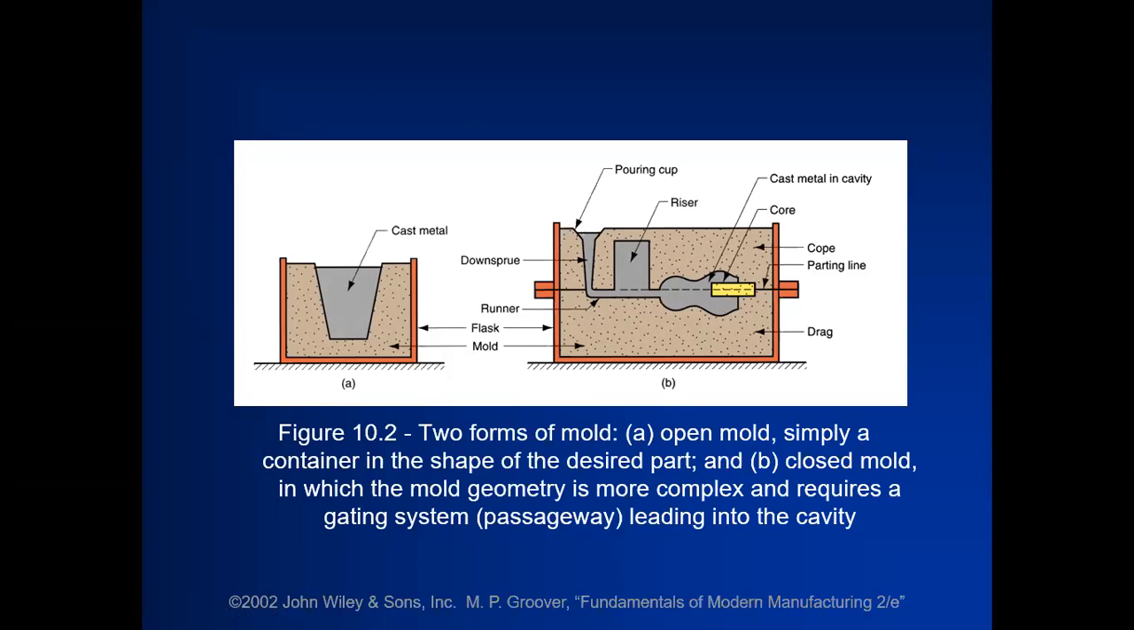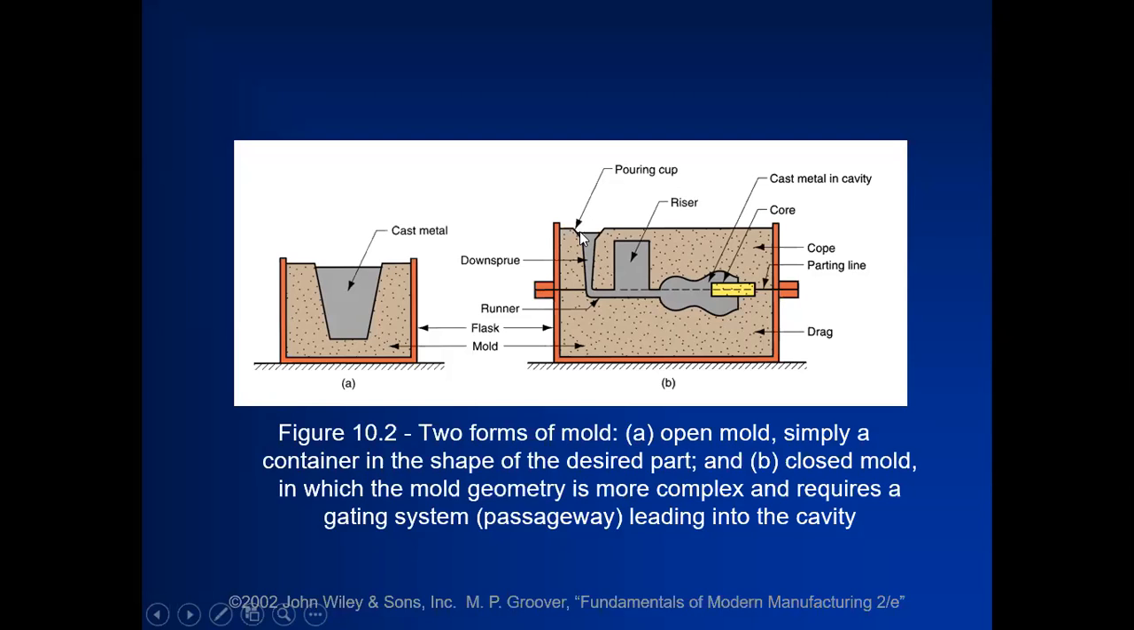This is figure A on your left hand side. It shows the open mold process. However, the figure on your right hand side shows a closed mold process. It is used for complex geometries and requires a gating system. So what is gating system? Gating system or passageway is such a system that takes the molten metal from the start and takes the molten metal into the cavity. So this gating system involves a pouring cup.